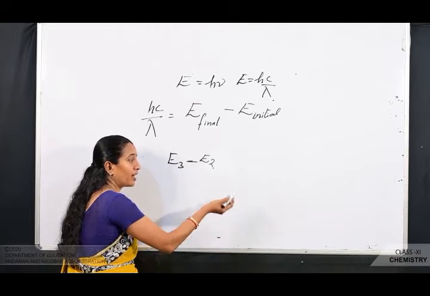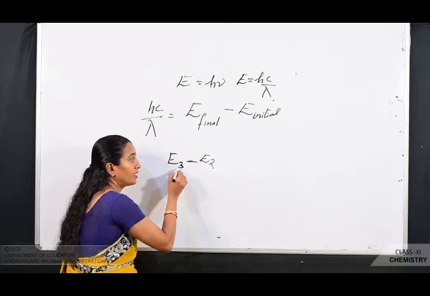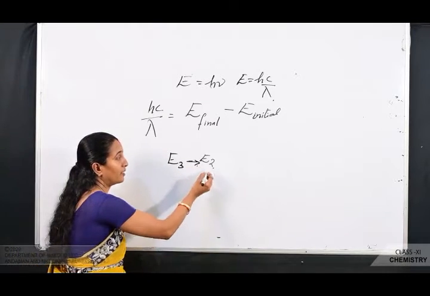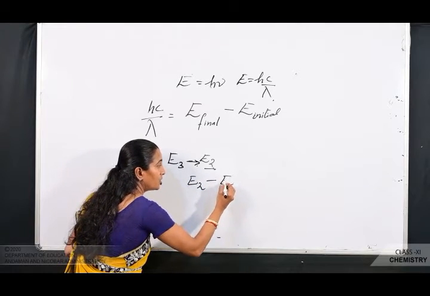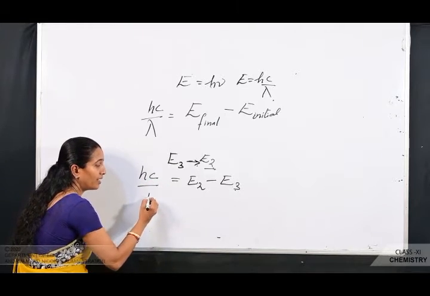Emitting means going from the higher level to the lower level. That means it is present in the third level, and it should move towards the E2 level, that means the second level. Here the final is E2 and the initial is E3, and this difference is given by hc by lambda.